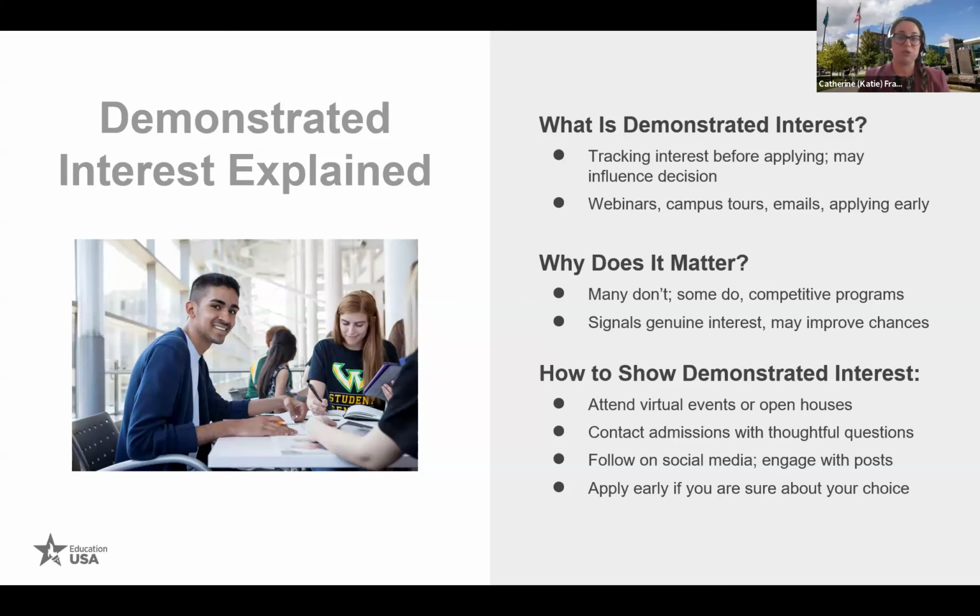You can also follow social media, engage with posts. A lot of times I've seen genuine interest from students who've engaged on our Instagram or our LinkedIn, and that's showing that they are demonstrating their interest. And again, applying early.